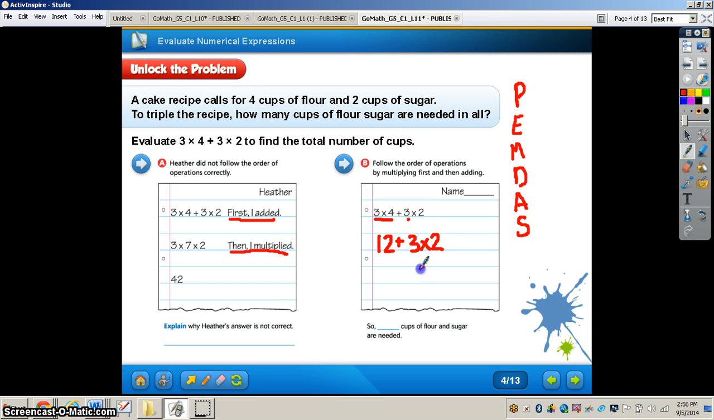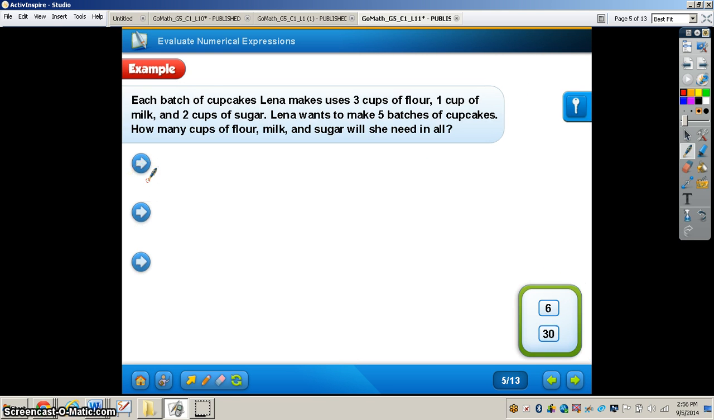3 times 2 gives me 6, and let's write this down. And then we will drop the 12, drop the addition sign. So now, 12 plus 6 is 18. You can easily see, so 18 cups of flour and sugar are needed. Let's take a look at the example problem.